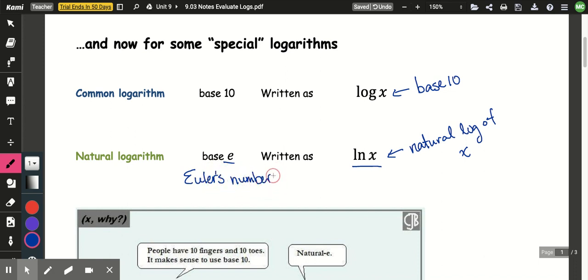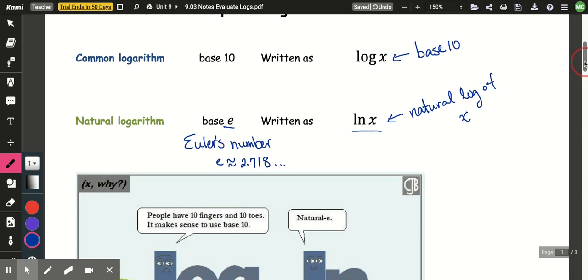It is an irrational number, a lot like pi, so it's a decimal that goes on forever and ever, never repeats, never terminates. e's approximate value is 2.718, and then it goes on forever, just like pi. No repetitions, and there's no end to it.